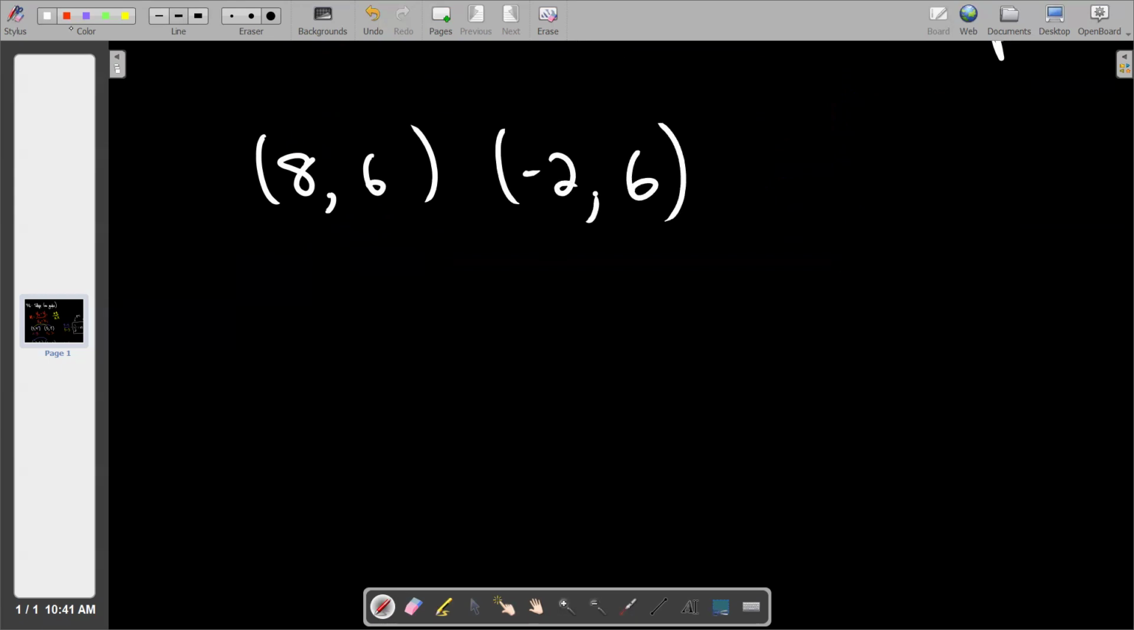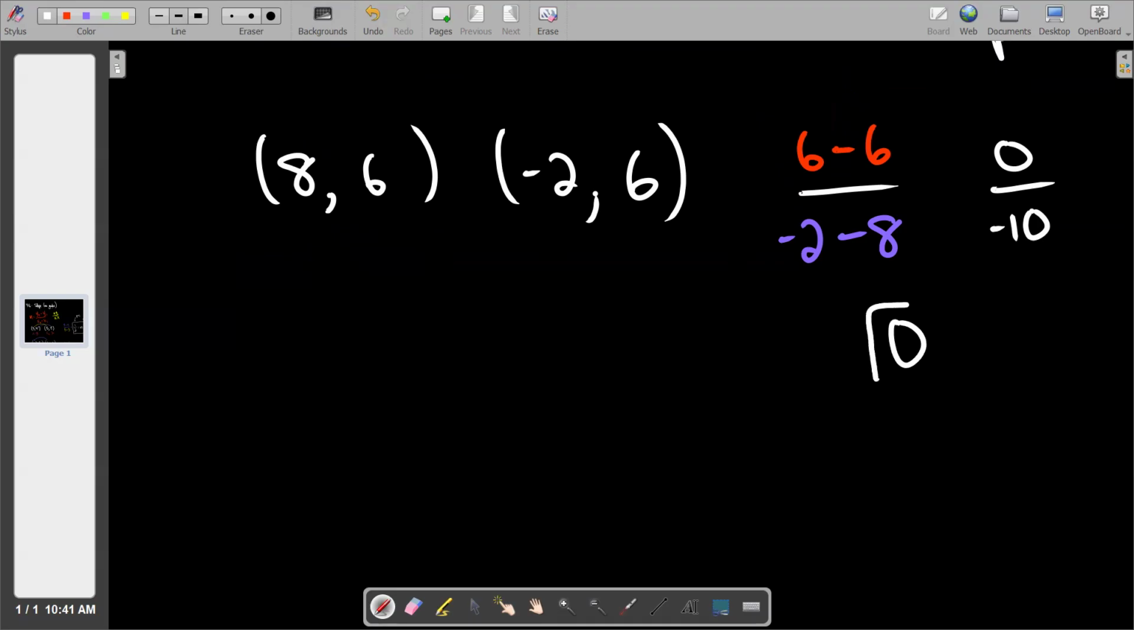What would be the math problem that goes on top? 6 minus 6. What would be the math problem that goes on bottom? Negative 2 minus 8, right? No switching to plus this time because it's a negative minus a normal number. No need to change to plus. What is 6 minus 6? 0. And what is negative 2 minus 8? Negative 10. When 0 is on the top, it is a horizontal line. And what is the slope of a horizontal line? Then the slope is the number 0.